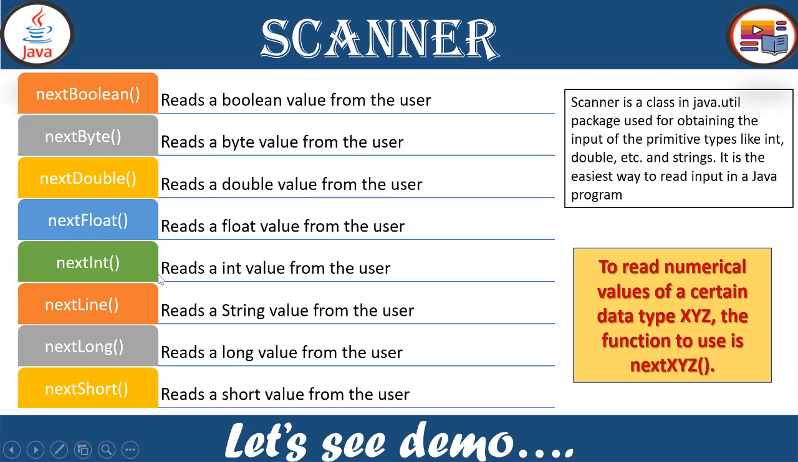nextInt will read an int value from the user. nextLine reads a string value from the user. nextLong will read a long value from the user. Similarly, nextShort will read a short value from the user. Now let's take a look at the example and see the demo.